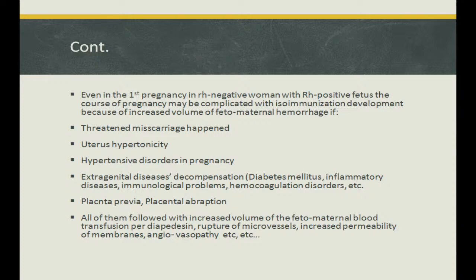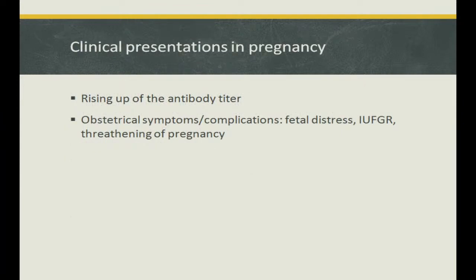And the next important moment, which is responsible for development or non-development of isoimmunization in pregnancy, is placental structure, placental development, and placental barrier function. What does placental barrier function mean? Most often, placental barrier function is better in patients who were previously healthy, without angiopathy, vasopathy, and without metabolic disorders. As for clinical presentations in pregnancy, we have to check the rising antibody titer, make constant control, and watch for the appearance of obstetrical signs.